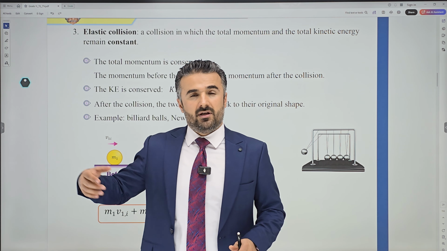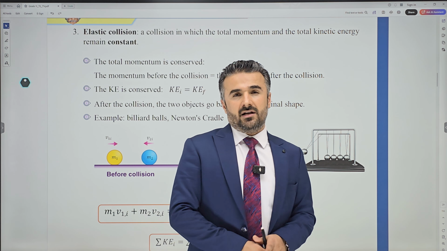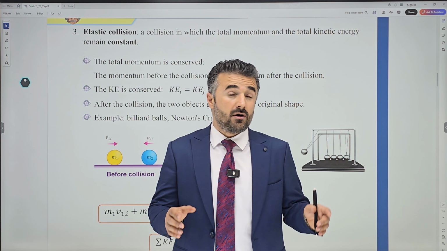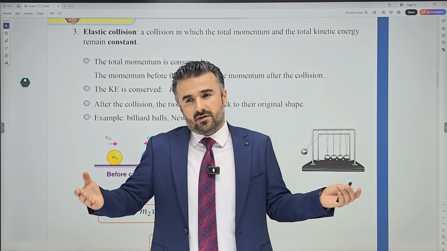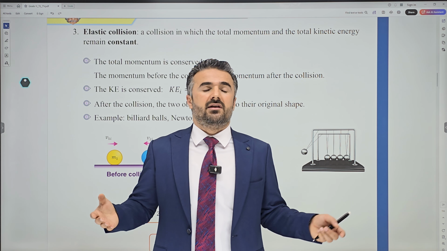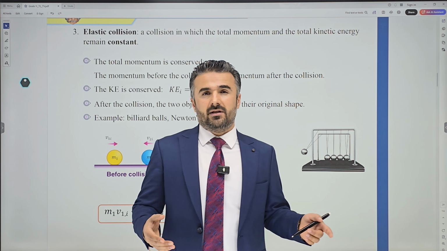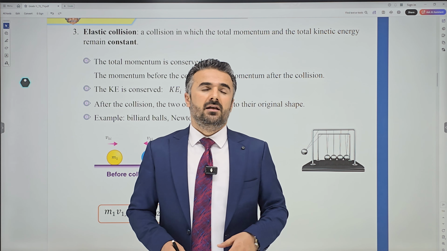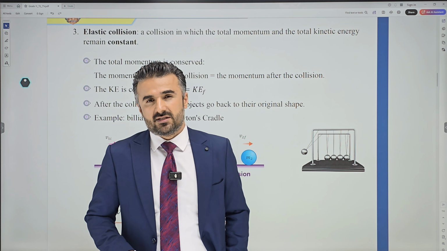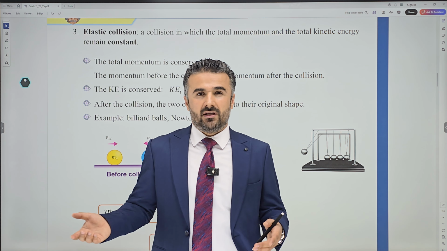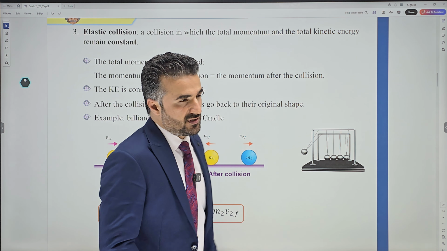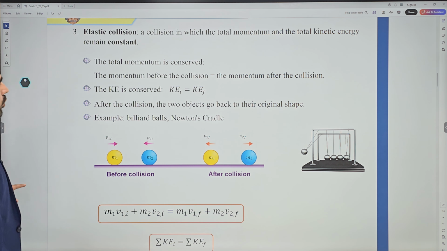So the momentum is conserved, and the kinetic energy is also conserved, but here we're not going to find the difference, because clearly it is conserved, so nothing is lost. Kinetic energy doesn't change. At this point, we could just find the kinetic energy before and after, just to confirm whether it is equal or not.